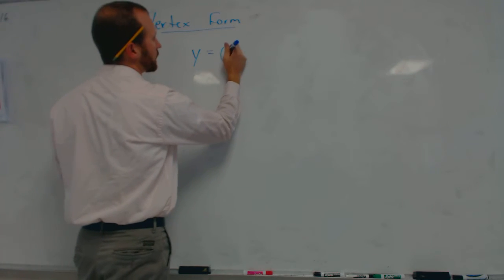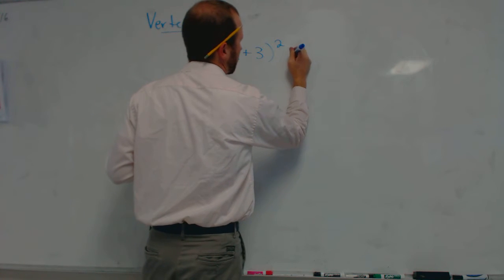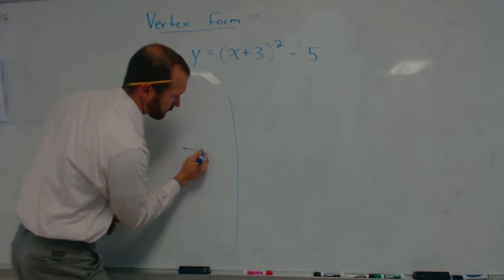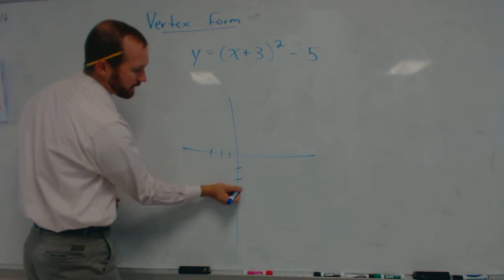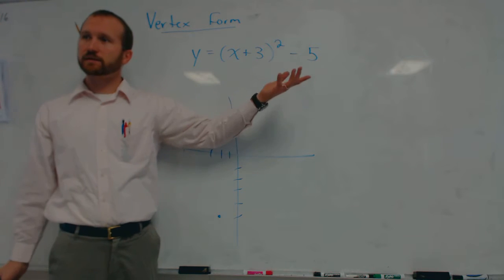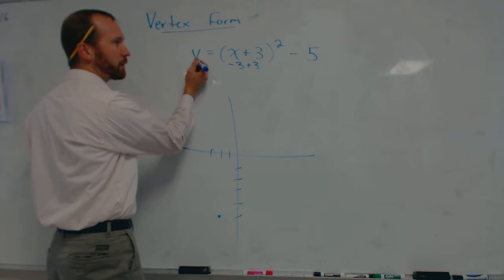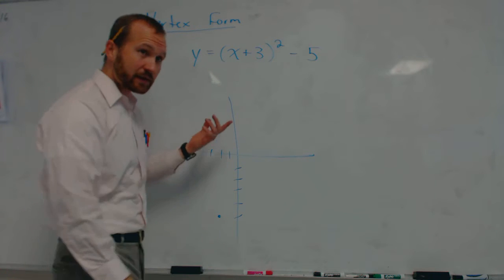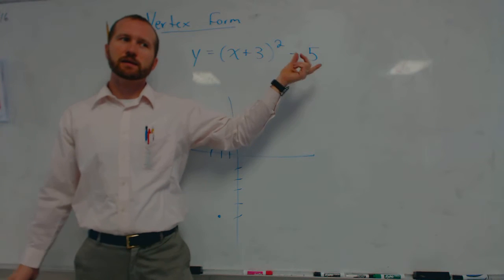y equals x plus 3 squared minus 5. Okay, what's my vertex? Negative 3, 5. Yeah, negative 3, comma, negative 5. Wait, why negative? The 5 is negative though. The 5 is negative, exactly. So think about it. If I plugged in negative 3 for x, y would be 0 minus 5. Yeah, I got confused. It is confusing, right? It's the opposite for x, but the same for y.